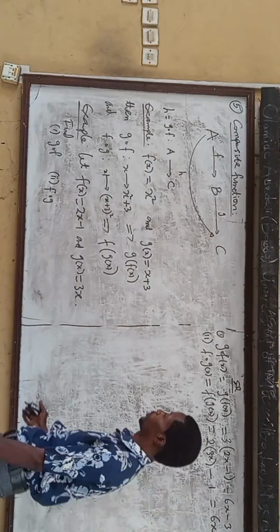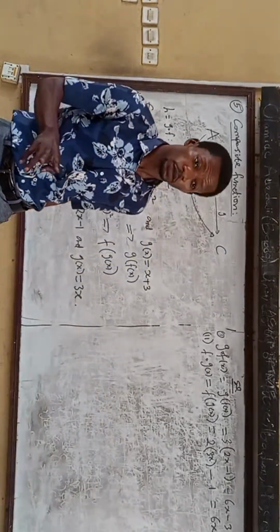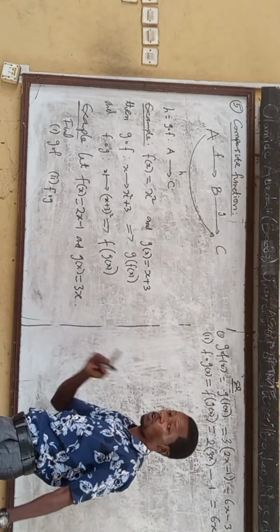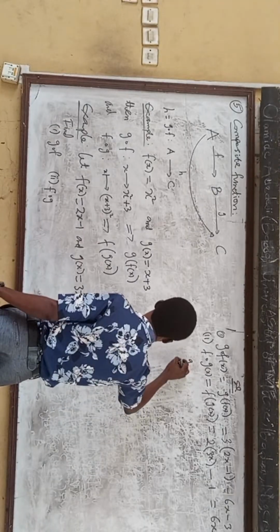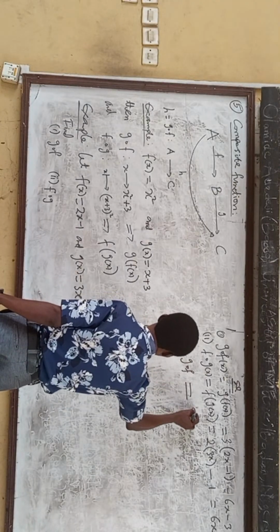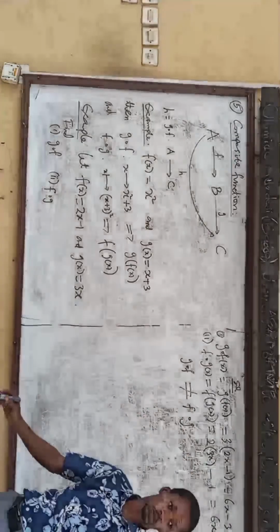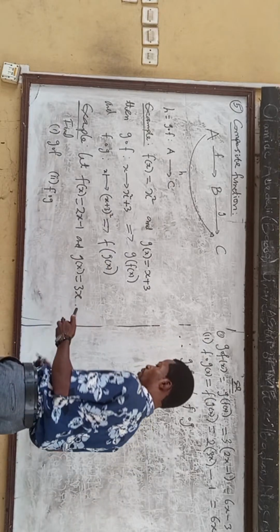So you see that the composition of function is not always the same. This implies that composition of function is not commutative. Do you understand that? It is not always true. That is the implication of that.